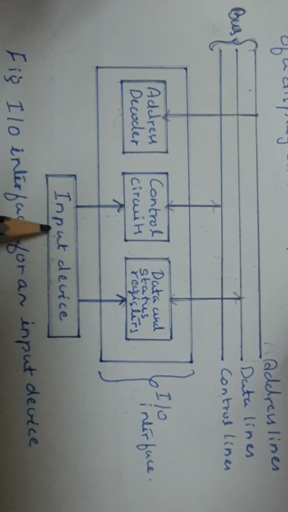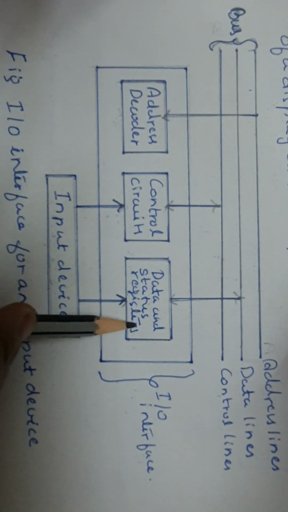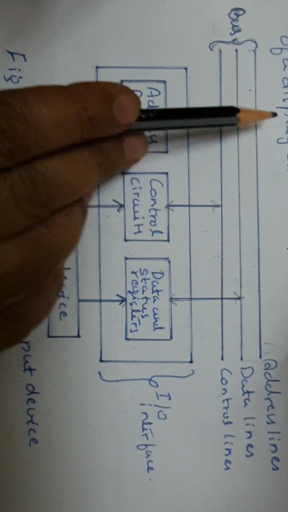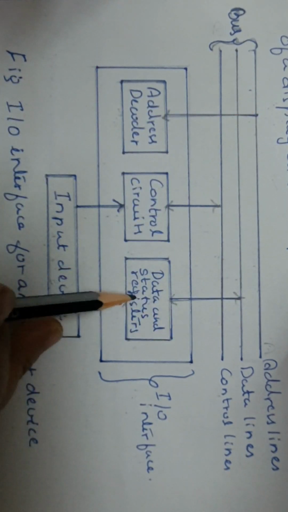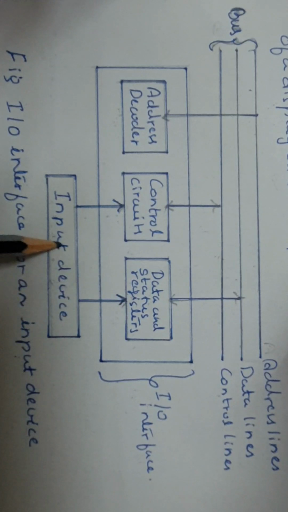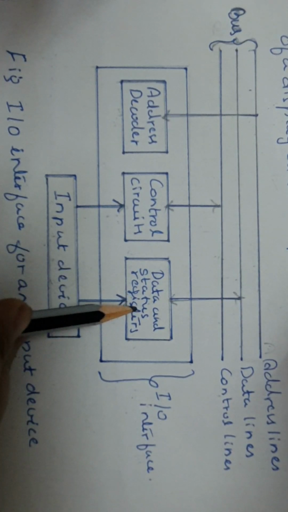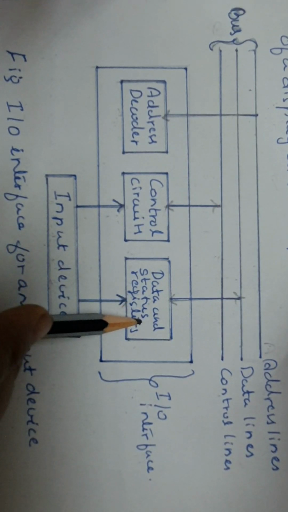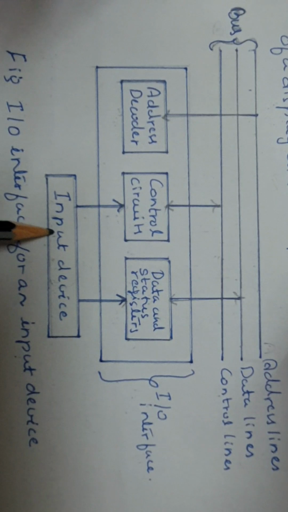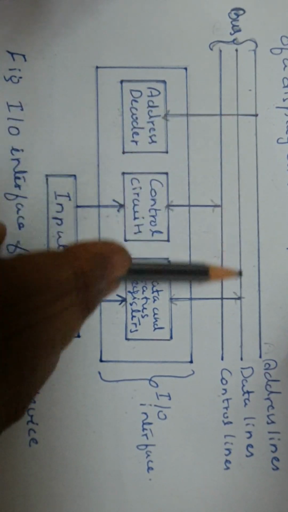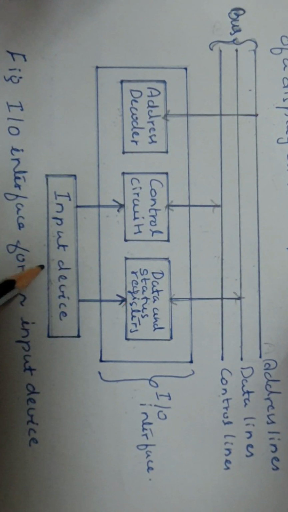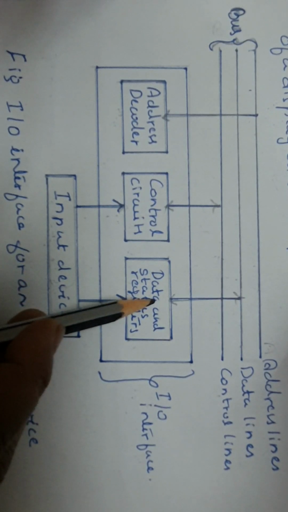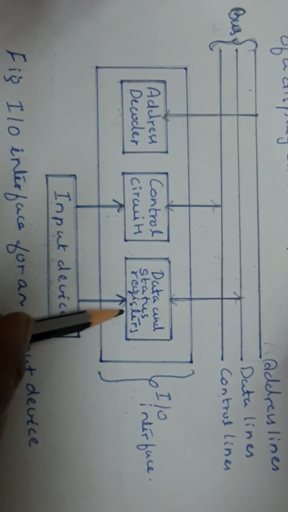The status register indicates the status of this IO device, whether it is ready, yes or no. One bit in the status register will be reserved. That bit is communicated to the processor over the data lines through the IO interface. If that bit is 0, that means the device is not ready. If that status bit is 1, then it means that the IO device is ready. Then the processor, over the data lines, will communicate with the IO device. That is what the data register and status register are.